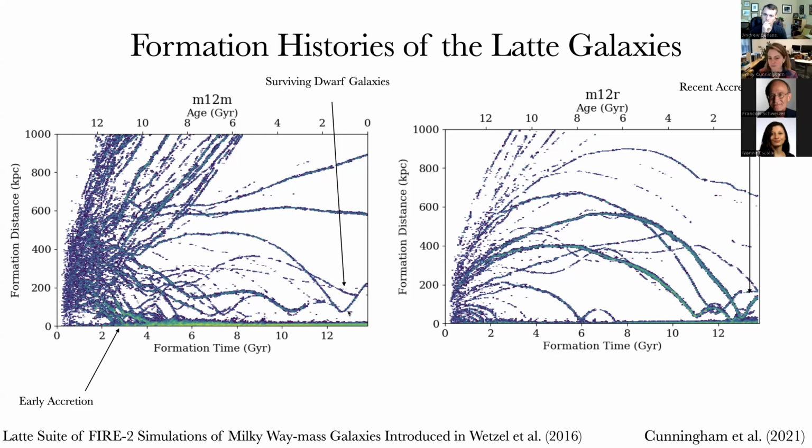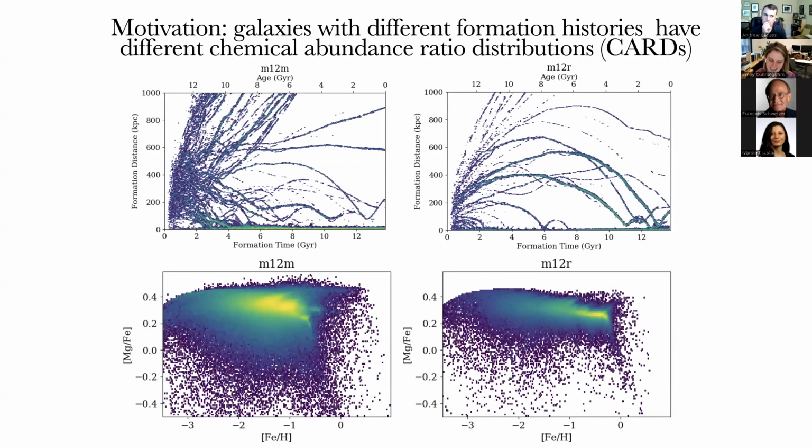So there are a number of different ways in which you expect galaxies with different formation histories to be different. But one way that we can see that these galaxies have had different formation histories is through their chemical abundance ratio distributions. That's a mouthful, so I'm going to use the phrase cards. When I say card, all I really mean, for the purposes of today, is the distribution of stars in the magnesium over iron versus iron on hydrogen plane. So if I say card, I mean abundance distribution, predominantly comparing these elements.